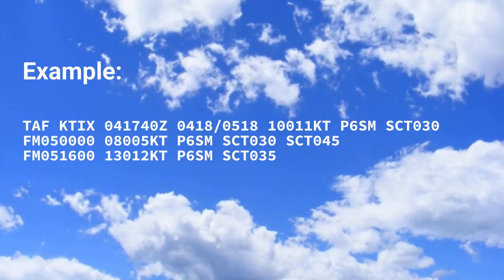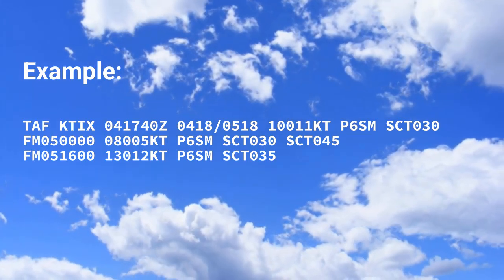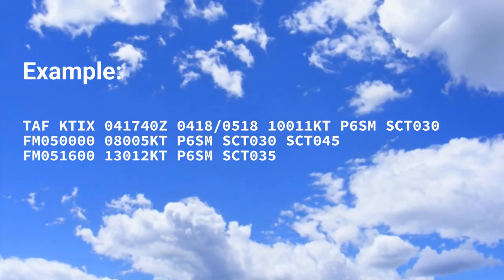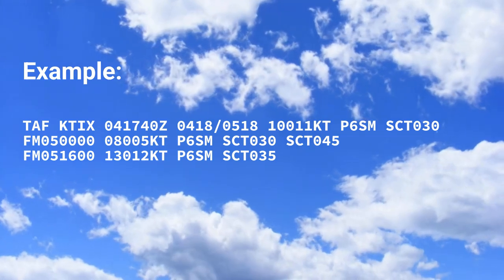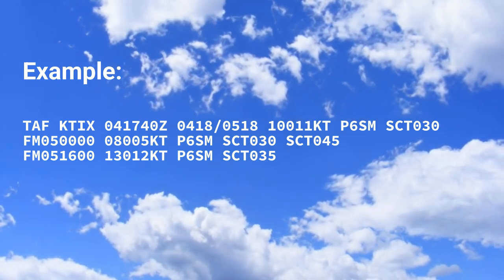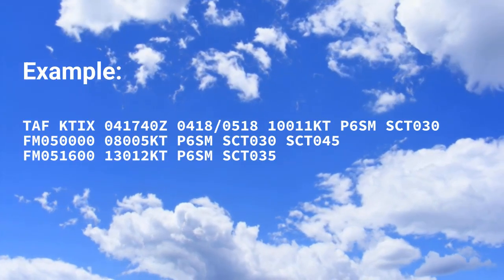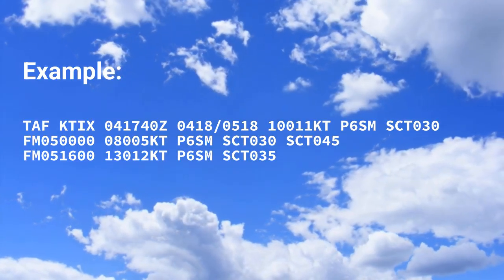Now let's talk about a TAF, which is a terminal aerodrome forecast. Unlike a METAR, which tells you what the weather is doing at that moment, a TAF tells you what the weather is expected to do over a period of time. The key to reading a TAF is to treat it like a timeline, not just like one long sentence.